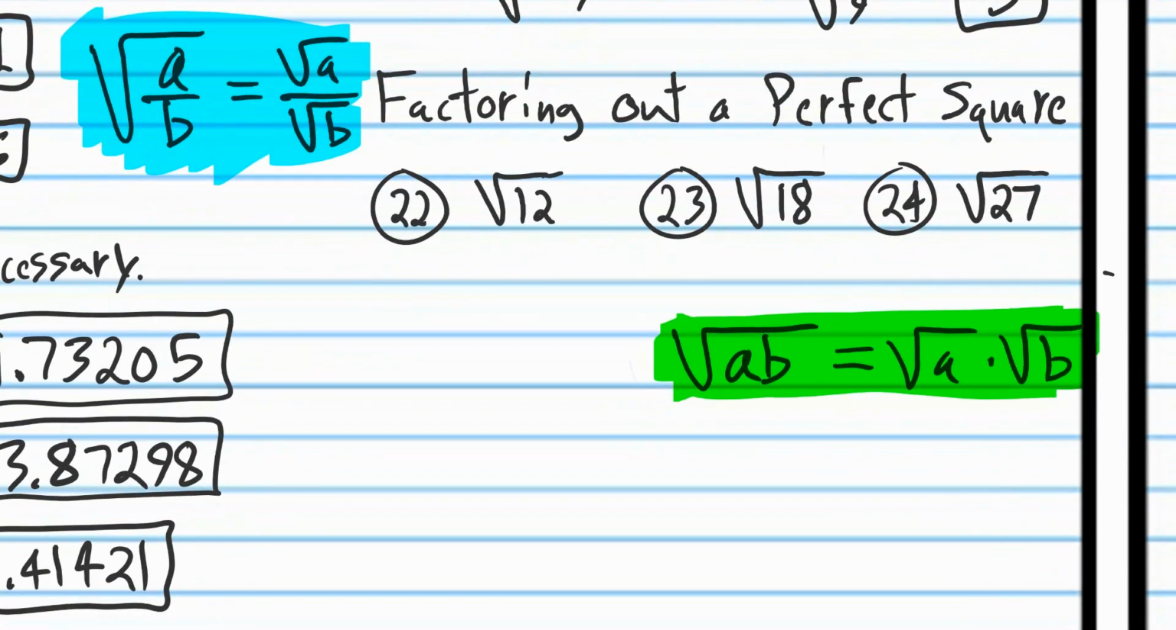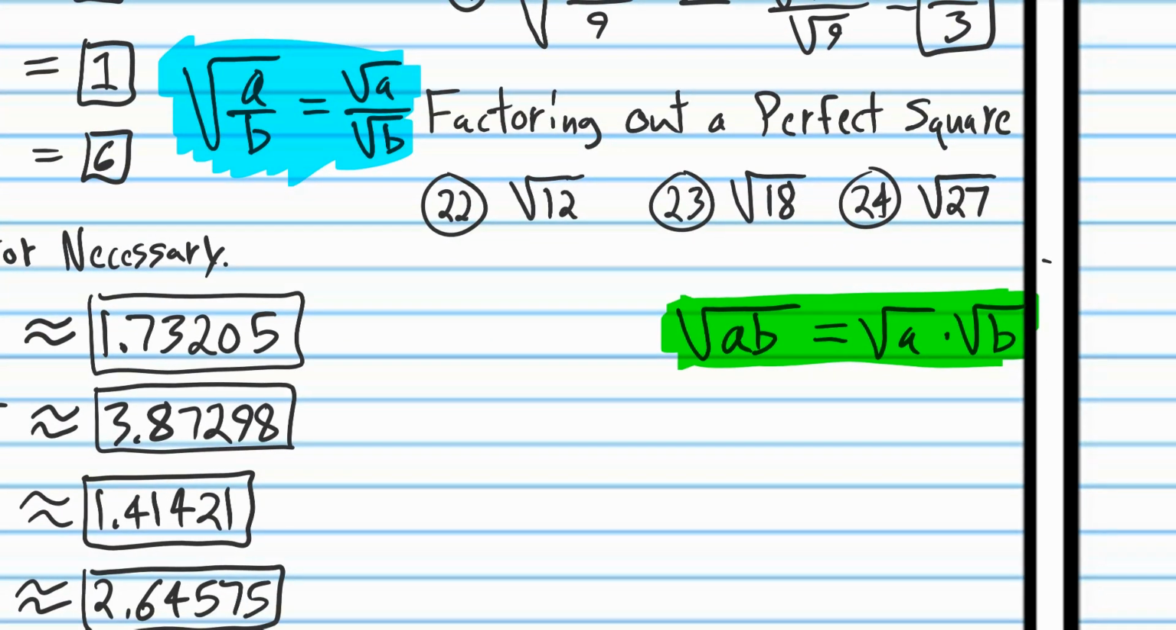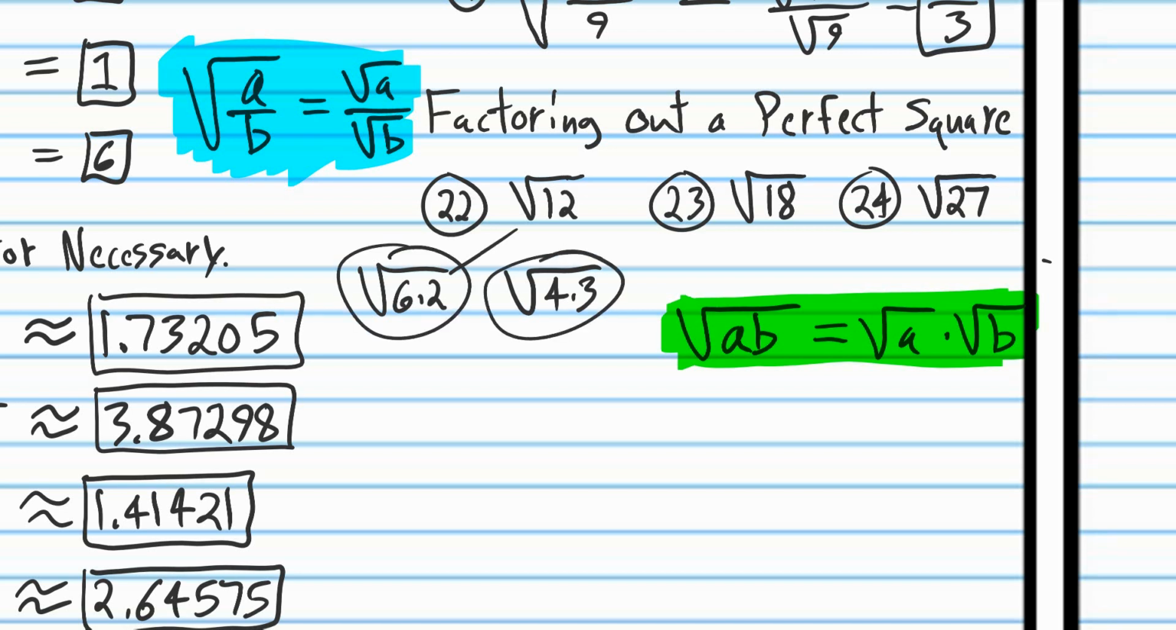So what we're going to do is pull out a perfect square using this principle. We're going to factor 12 into 4 times 3. Now I could factor 12 into 6 times 2. So why am I choosing 4 times 3 and not 6 times 2? Well, in order to factor out a perfect square, we need one of the factors to be a perfect square. 4 is a perfect square.